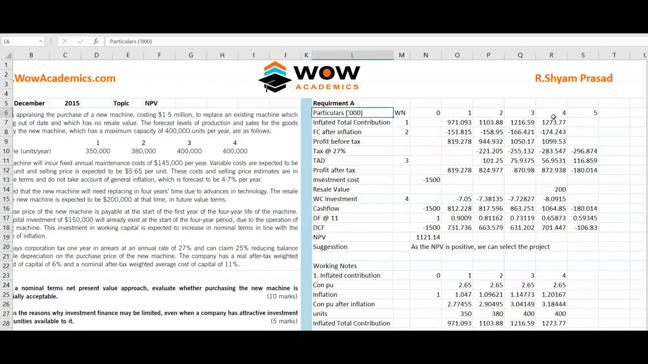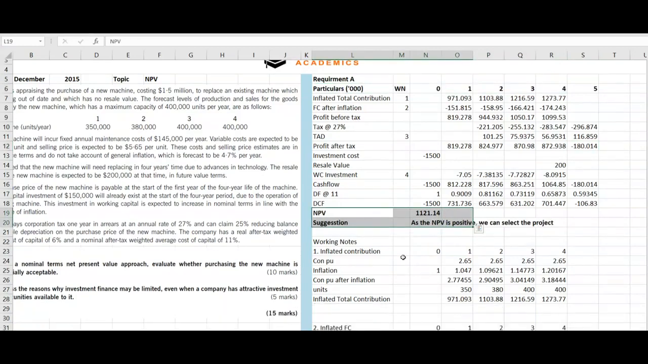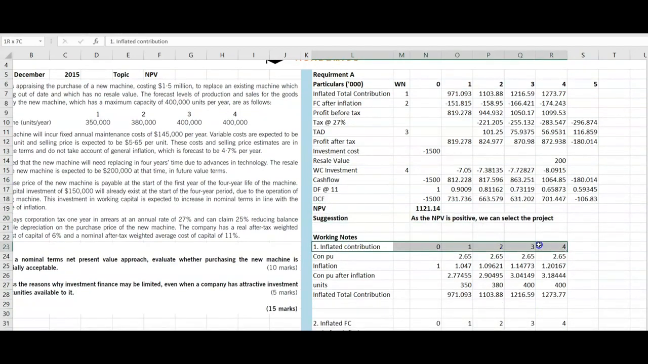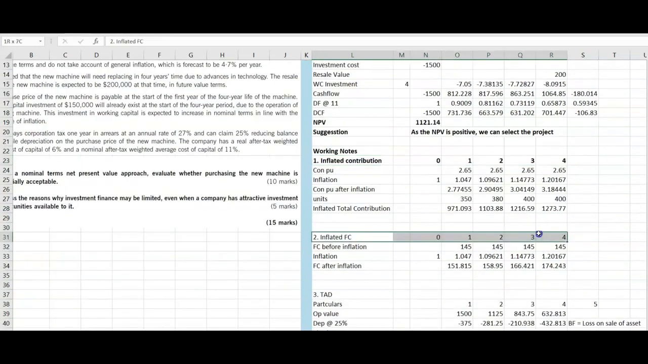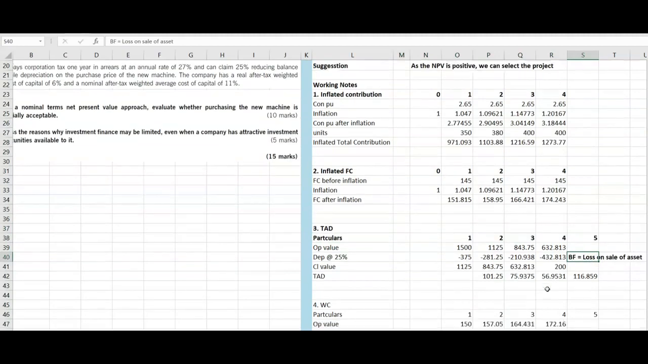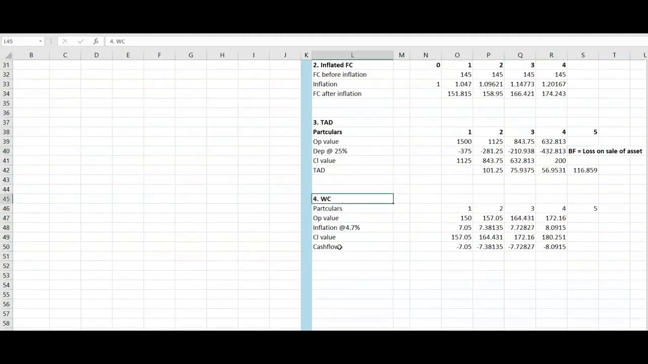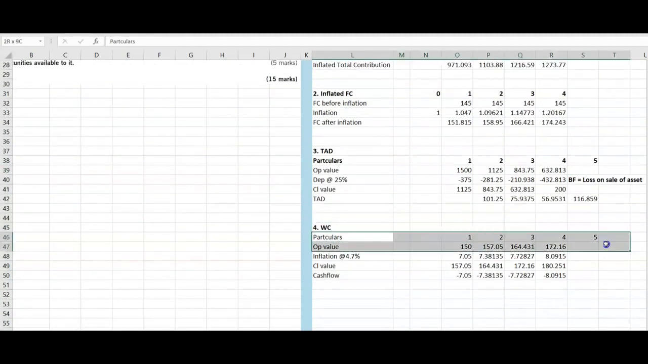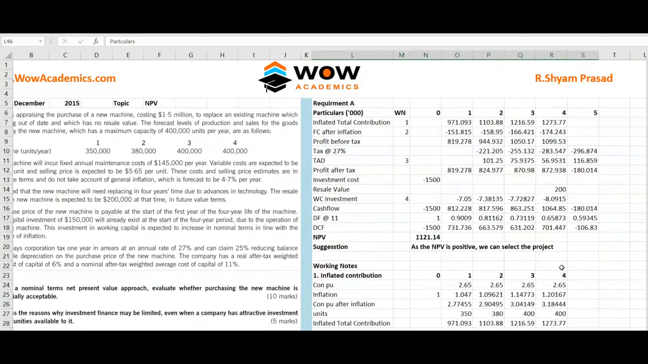If you want, you can highlight certain numbers. So we'll highlight the years and NPV and suggestions, working notes. You can highlight these, this, the loss on sale of plant, you can highlight that, and working capital, and these things you can highlight. Okay, so it looks neat. So that's about this problem. We will meet in the next problem.